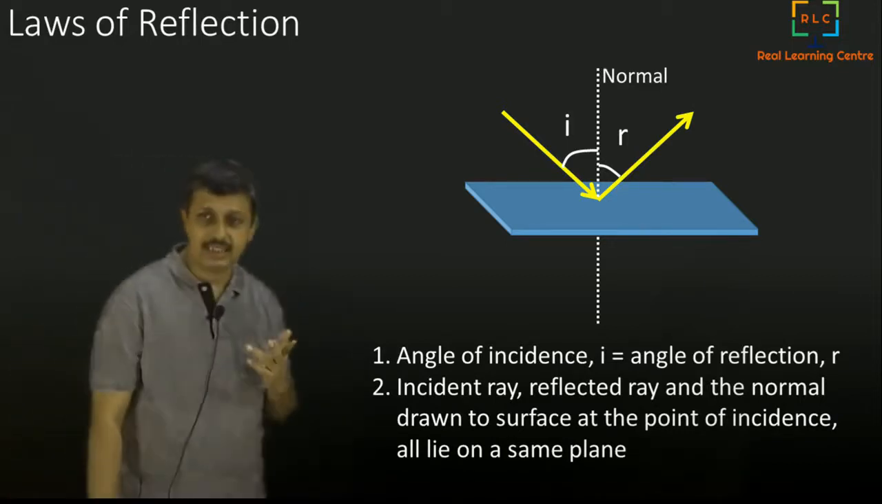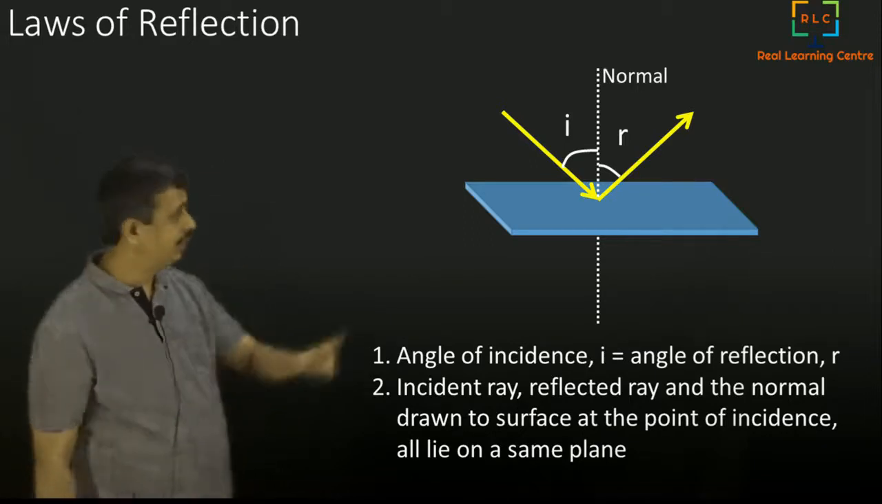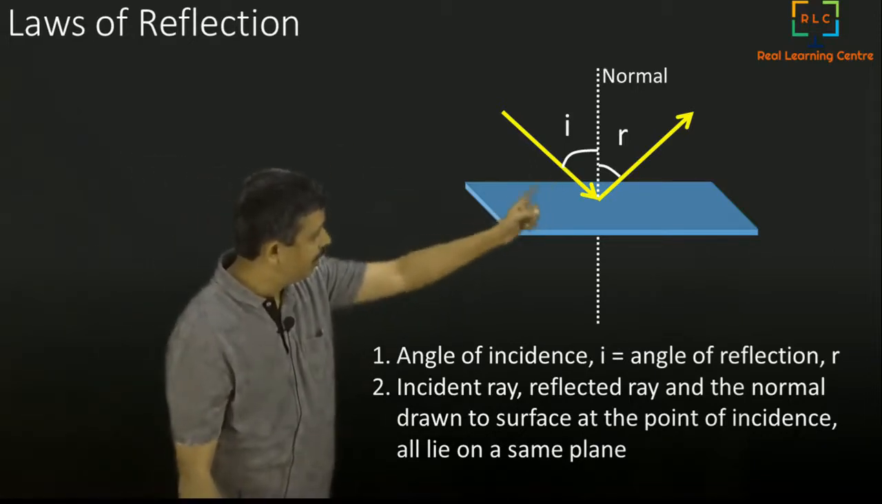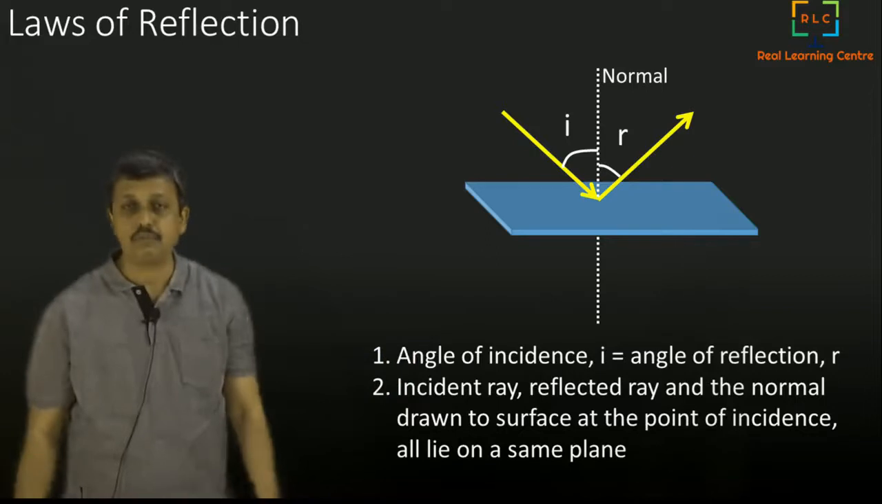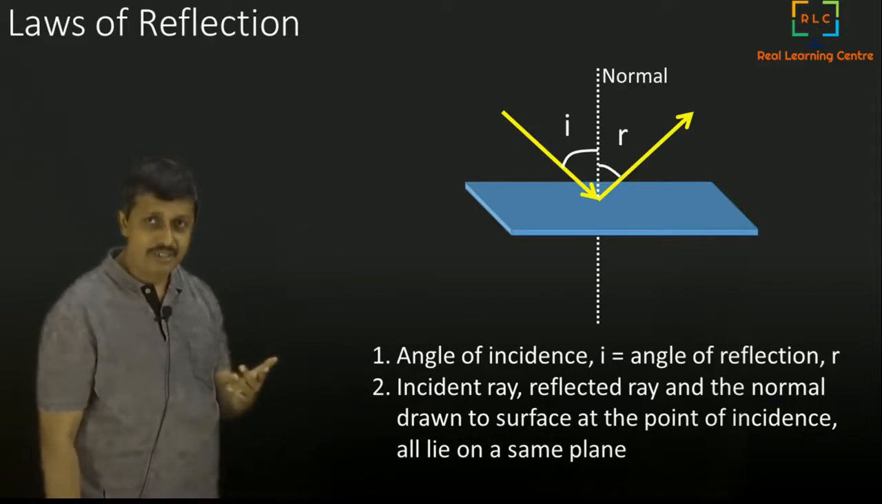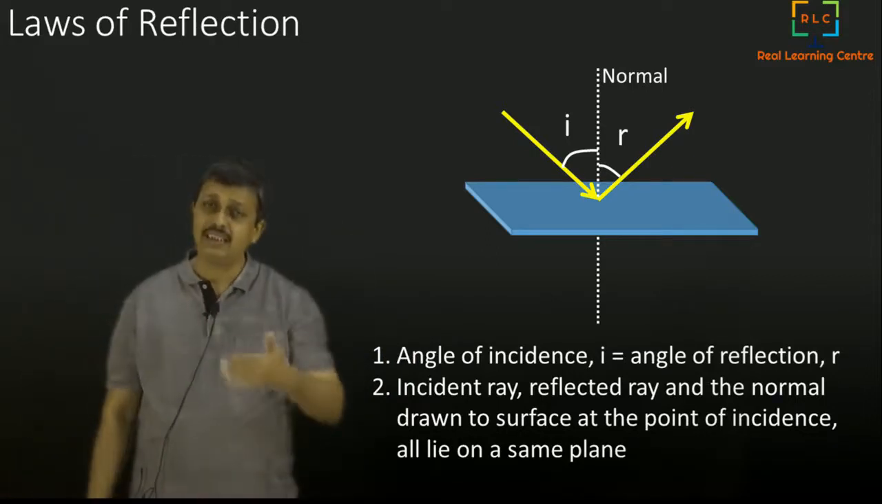Many people may not understand this. So there are three things here. One is an incident ray, one is a reflected ray, and another is a line that is drawn, that is the normal line. So it claims basically that all these three lie on the same plane.